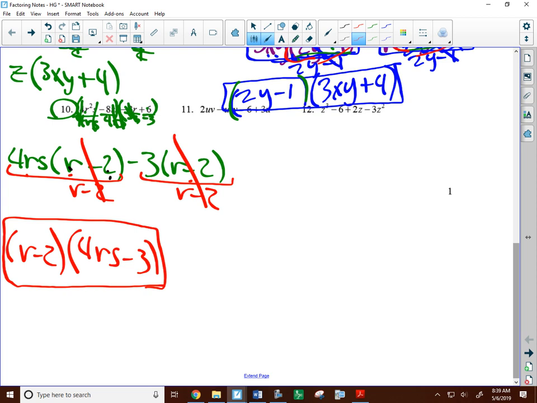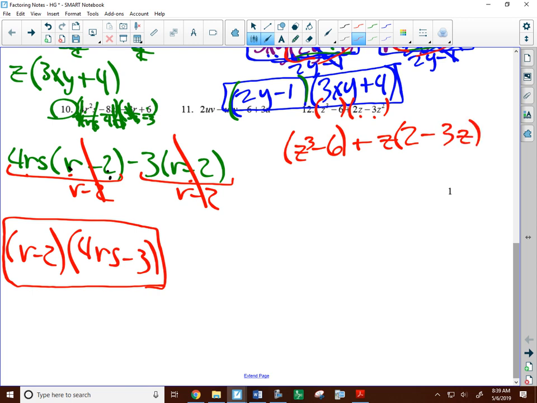Okay, let's do number 12. Z cubed minus 6 plus 2z minus 3z squared. GCF overall? No. Let's group here. What's the GCF for the first one, Z cubed minus 6? 1 or nothing. So we just have to bring that down and leave it like that. Plus, and then what's the GCF for the next one? Z. A single z. And I'm not going to write it up here, but we would get 2 minus 3z.